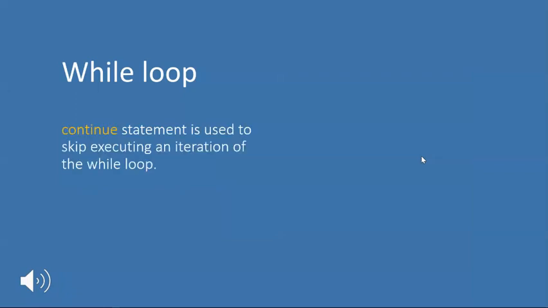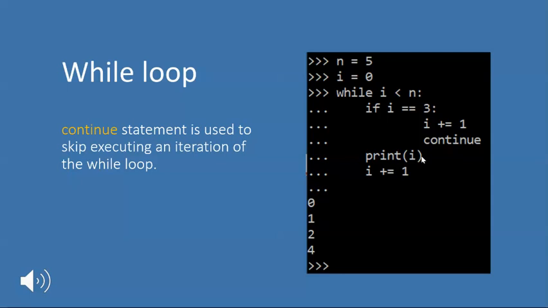The keyword continue is used to skip executing an iteration of the while loop. In the example, we can see number 3 is skipped. We have if i equal to 3, then just increment i, but continue, so that we skip the following statements in the while loop.